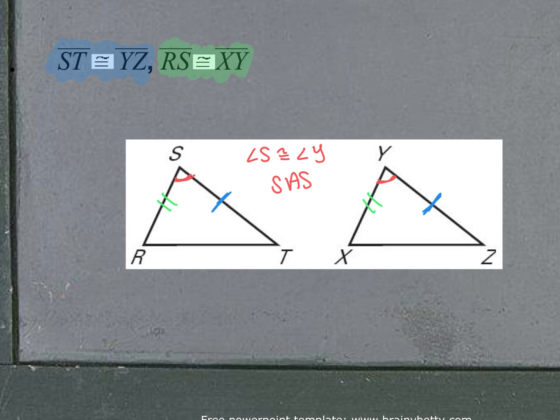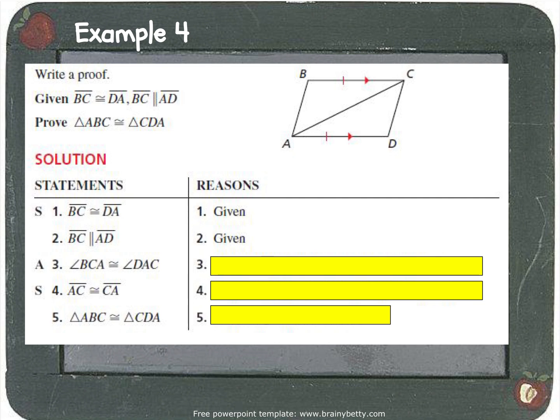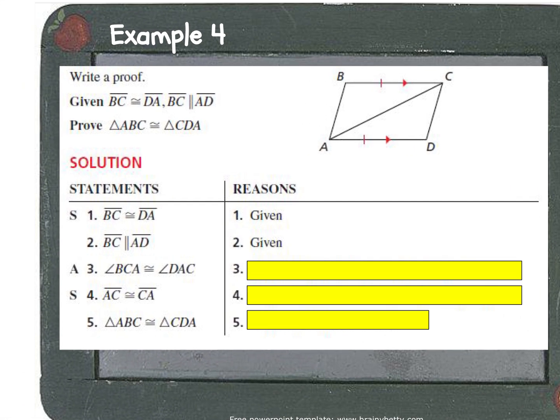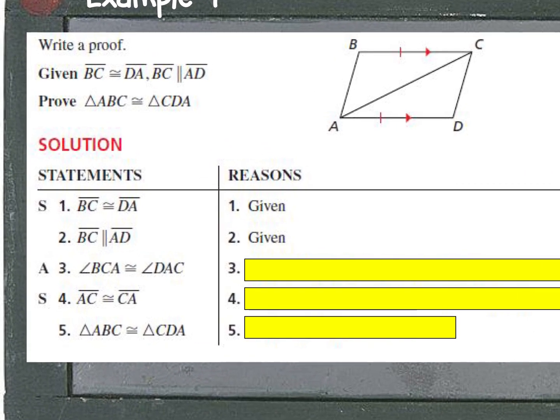So side, angle, side. You guys do have proofs on your homework. You will have proofs on the test. So looking at this one, obviously you're not going to have to fill in all the information. You will have like a type of fill in the blank one. But look at the information they're giving you. Always label. Okay, so the given information is that BC is congruent to DA, which they marked for us. So BC right here is congruent to DA. And then BC is parallel to AD.